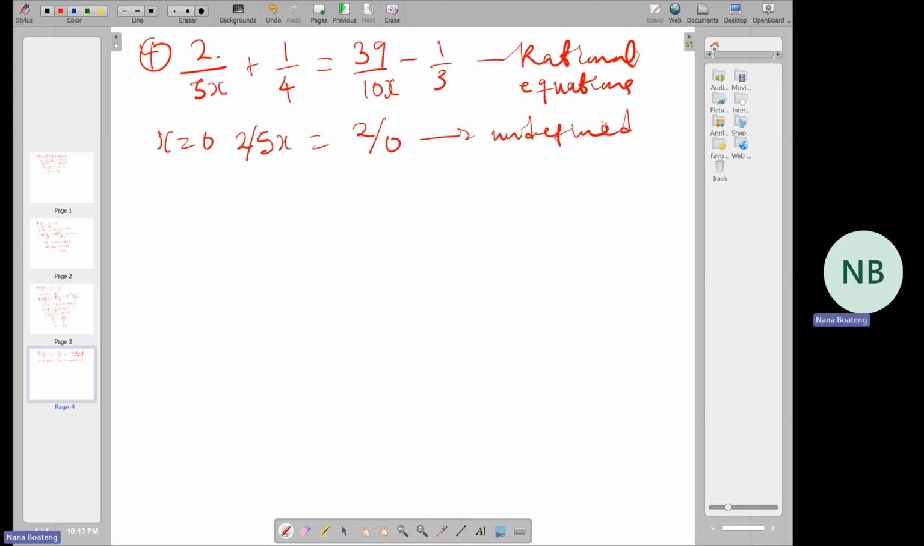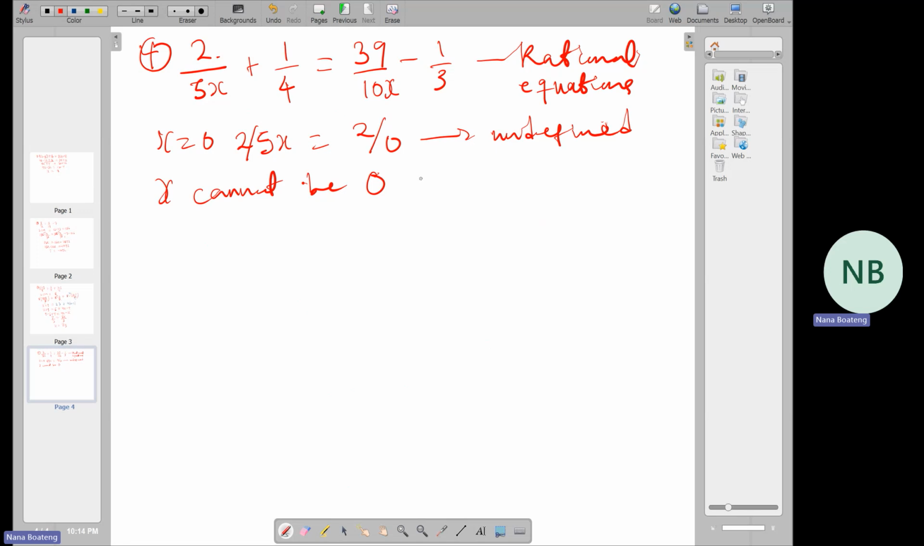So the rational equation here has a restricted value such that x cannot be 0. The solution is such that x cannot be 0, because if x is 0, then the equation becomes undefined. So for rational equations, the first thing that we have to note is the restricted values.